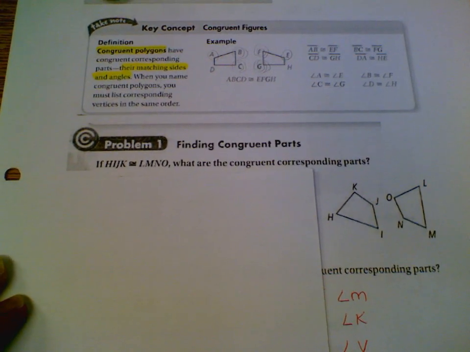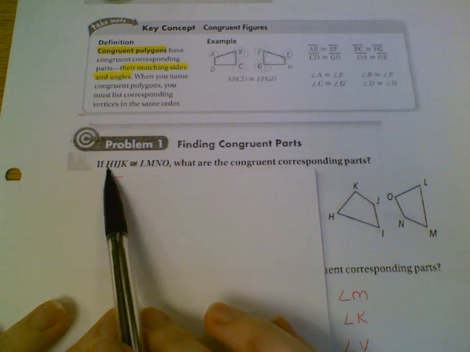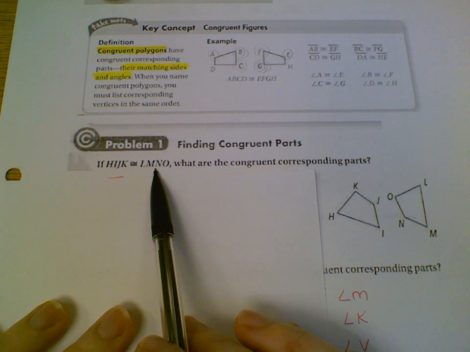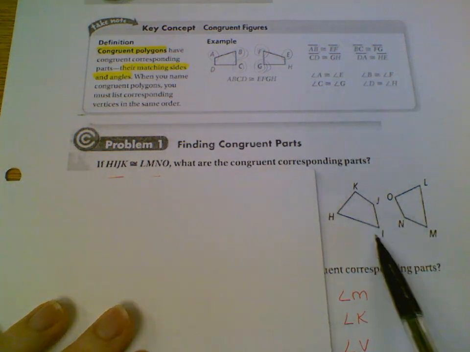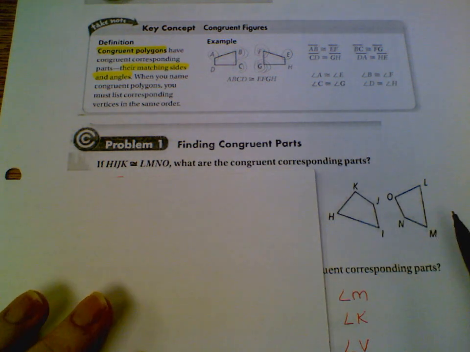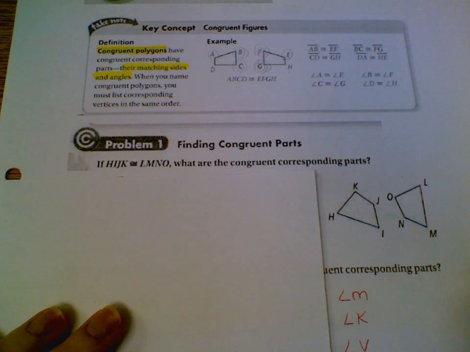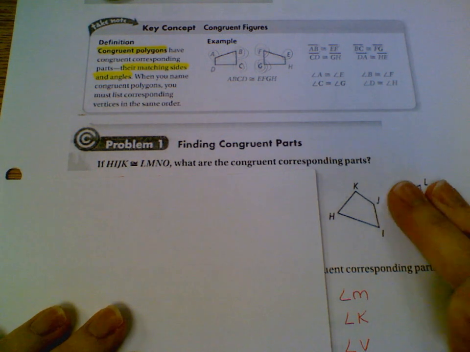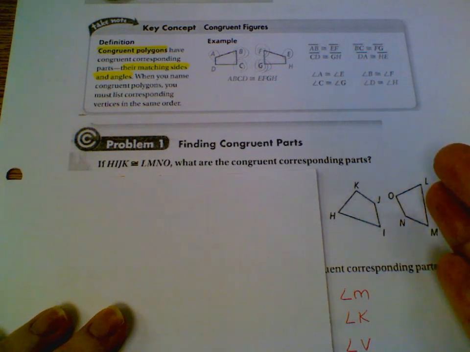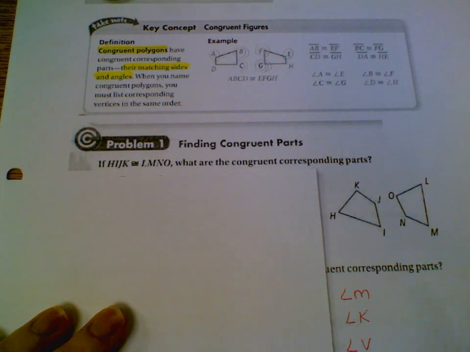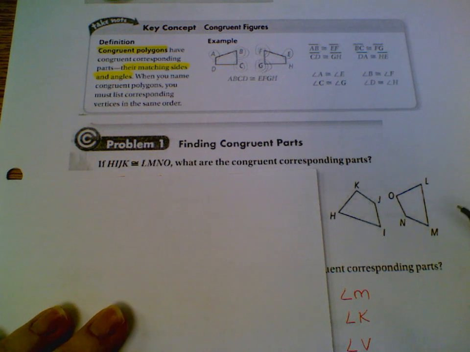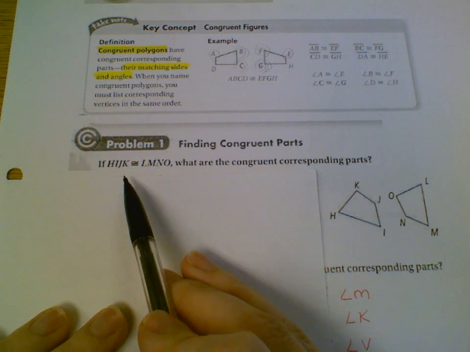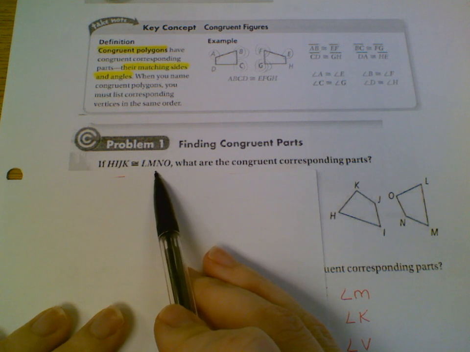So let's take a look at an example. In this statement, HIJK is congruent to LMNO. What are the congruent corresponding parts? They give you a statement, they also give you a picture. So if you wanted to, you could try in your mind visualizing, rotating, and possibly flipping this. So flip this over and then rotate it a little bit so that these would line up. So if you were to pick this up and move it over here, they would have the same shape. If you can't visualize that, it might work best for you just to look at the statement. So that's how I do it.